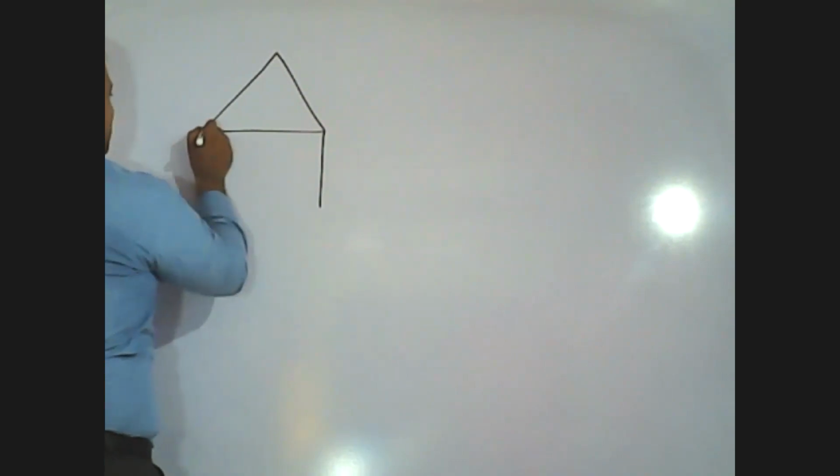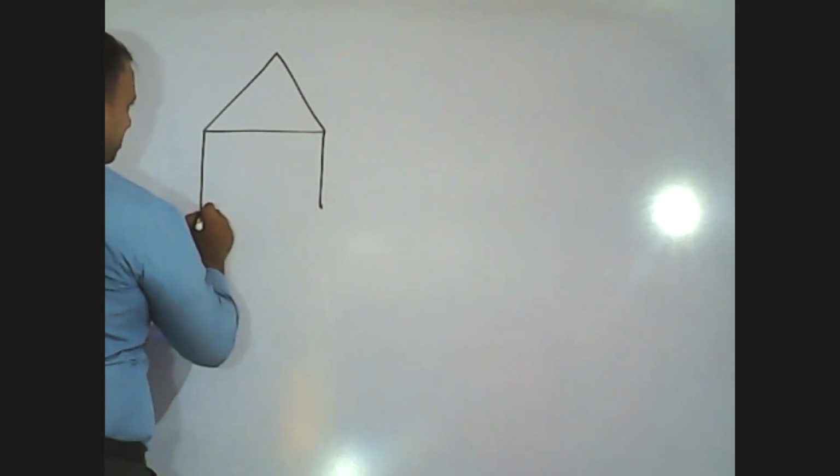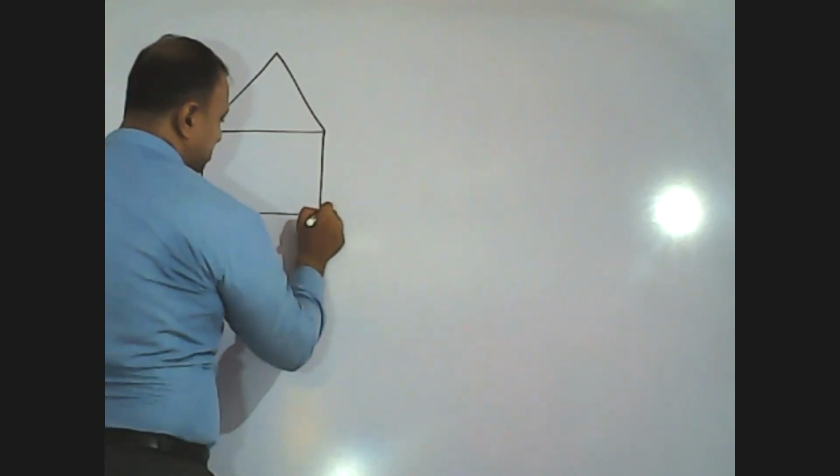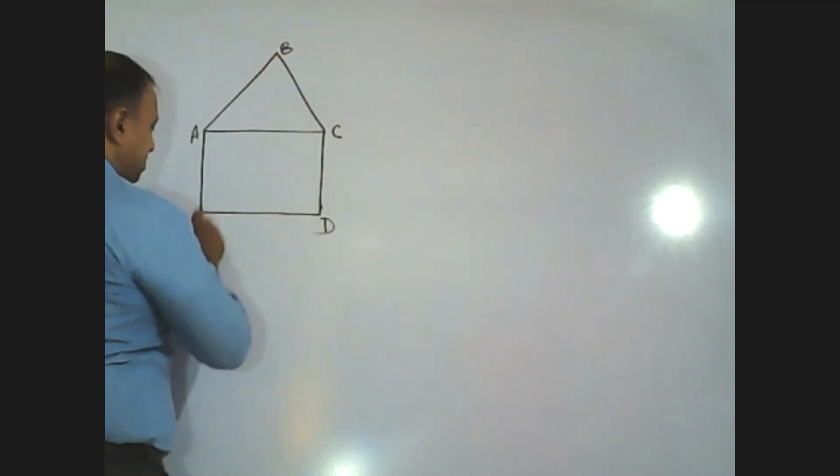We are given two geometrical shapes. First one is an equilateral triangle. Second one is a square. But the most important thing is that the sides of both the square and the equilateral triangle are equal. A, B, C, D, E, and this part.